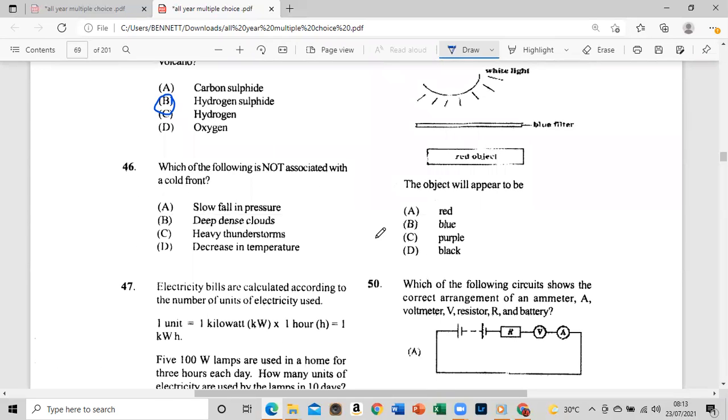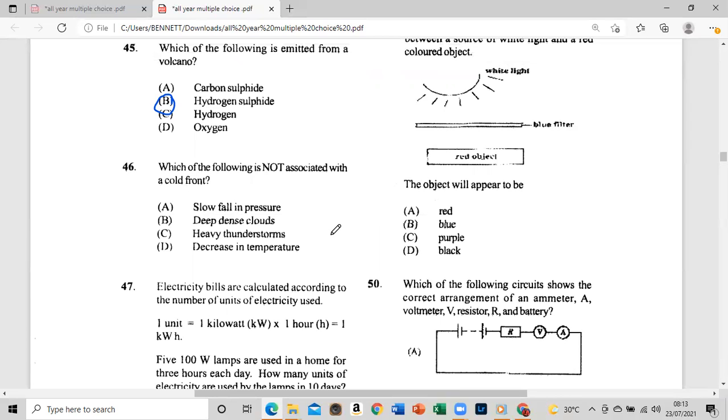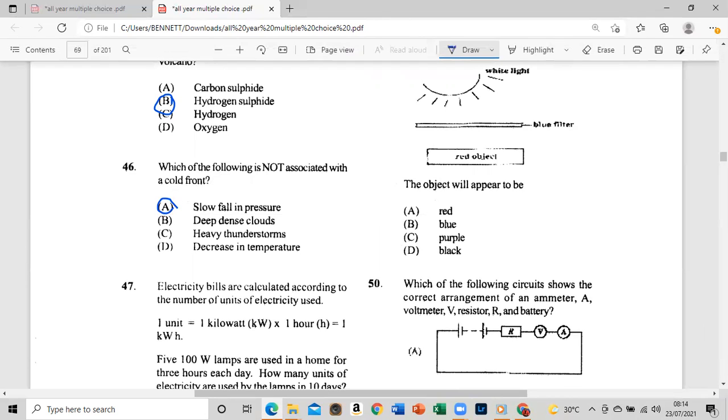46. Which of the following is not associated with a cold front? Slow falling pressure, deep dense clouds, heavy thunderstorm, or decreased temperature? Which is it? 46 is slow falling pressure. Going on fine, guys. You'll soon finish.